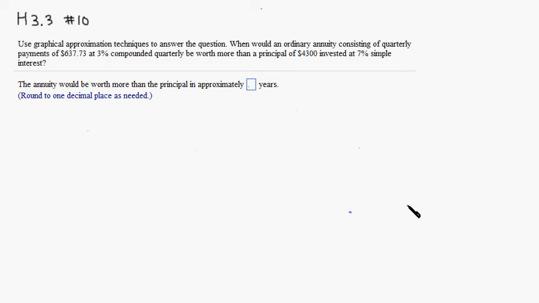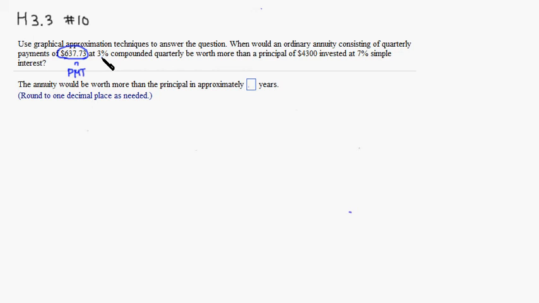Okay, let's go over homework 3.3, number 10. Alright, so we're going to use a graphing calculator to solve this problem. First thing is that you have an ordinary annuity consisting of quarterly payments. The payment is given right here, so that's our PMT. Maybe I'll circle this.